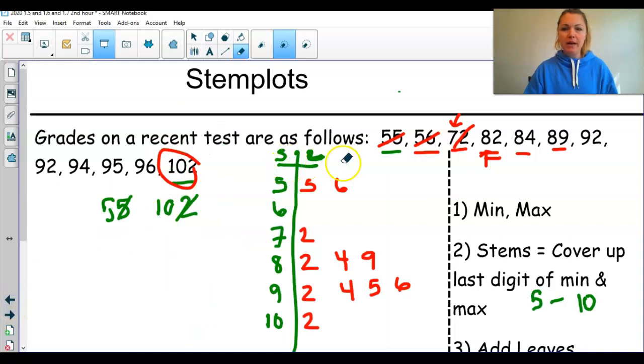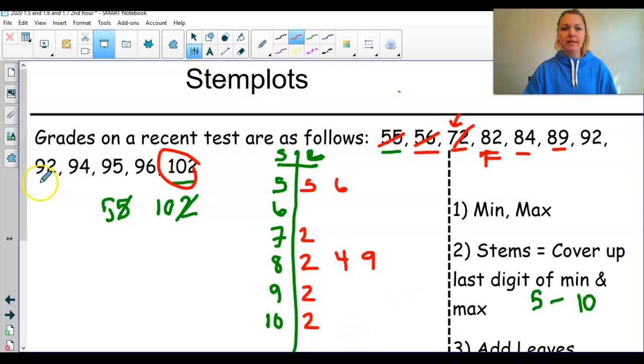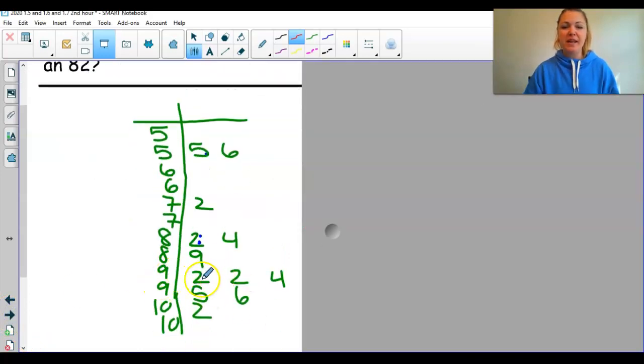Did I miss? Oh, you guys, I made a mistake. Hopefully you caught that. I forgot this 92. I was going too fast. There were 2 92s, 94, 95, and 96. Forgive me, you guys. I do have it right over here though. So I have that 92, the 92, the 94, but then the 95 has to go in the second row.